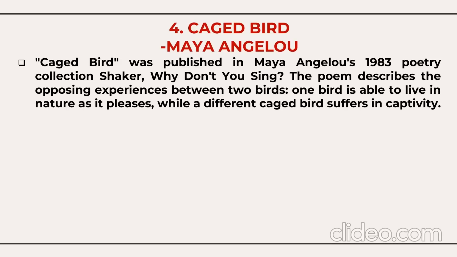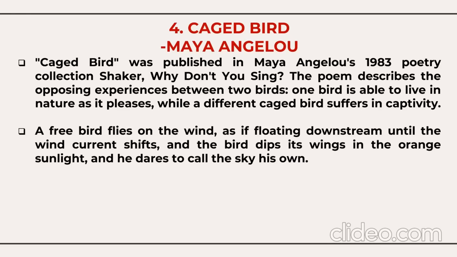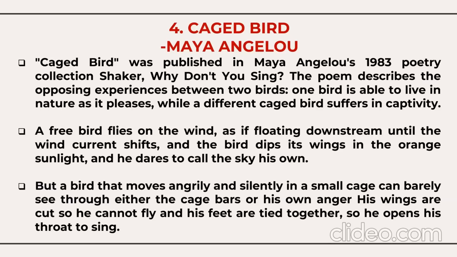One bird is able to live in nature, which she likes, while a different caged bird suffers in captivity. A free bird flies on the wind as if floating downstream until the wind current shifts, and the bird dips its wings in the orange sunlight, and he dares to call the sky his own. But a bird that moves angrily and silently in a small cage can hardly see through either the cage bars or his own anger. His wings are cut so he cannot fly, and his feet are tied together so he opens his throat to sing.